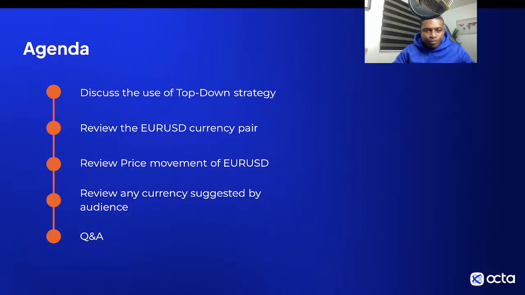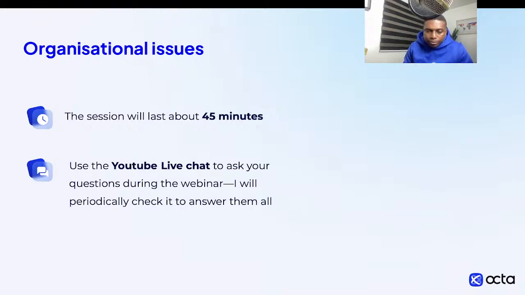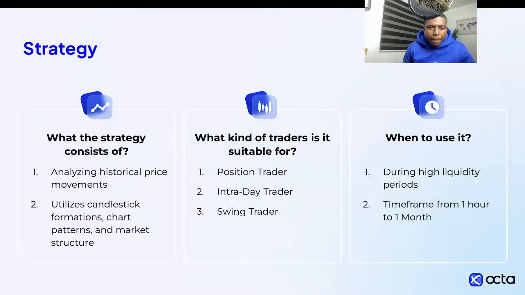So what are we going to be talking about today? We're going to be discussing a top-down strategy, and I look forward to reviewing 3 currencies, but I'll be starting with EUR/USD. Then we'll also look at the price movement of EUR/USD, and review any currencies suggested by the audience. And then we go to Q&A. This session is to last for 45 minutes.